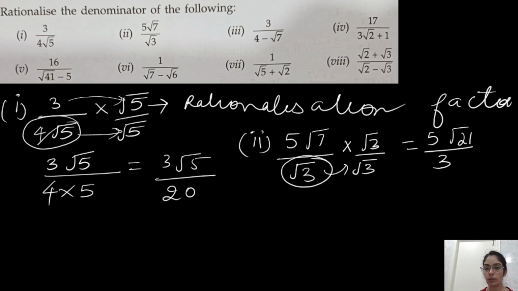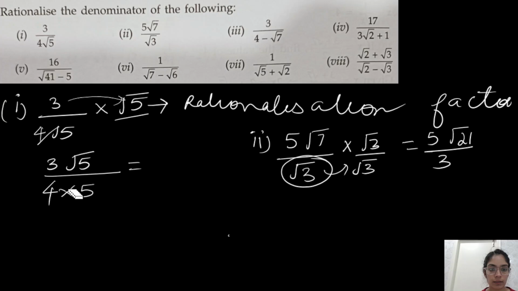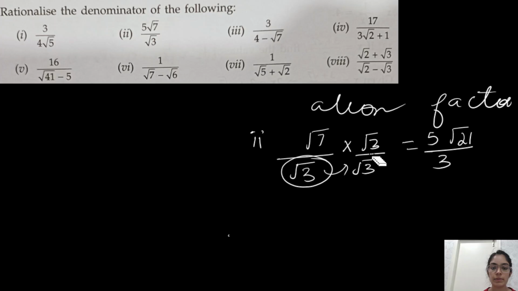Now let's do the next part. So this is rationalization when a single number is there in the denominator. Now you can see in all of the next questions, we have two numbers getting added or subtracted. So accordingly we will do it now. This is very, very important. So, third part.